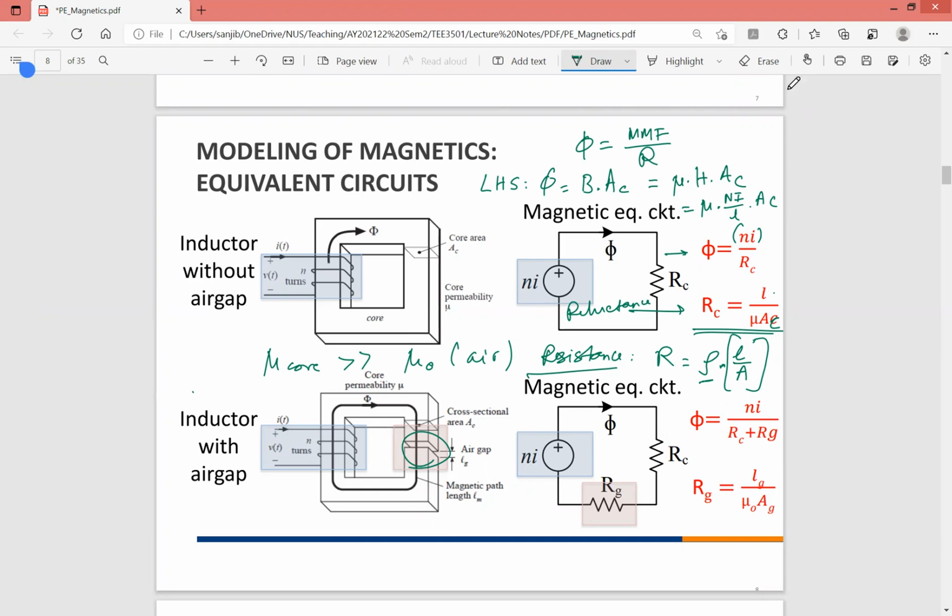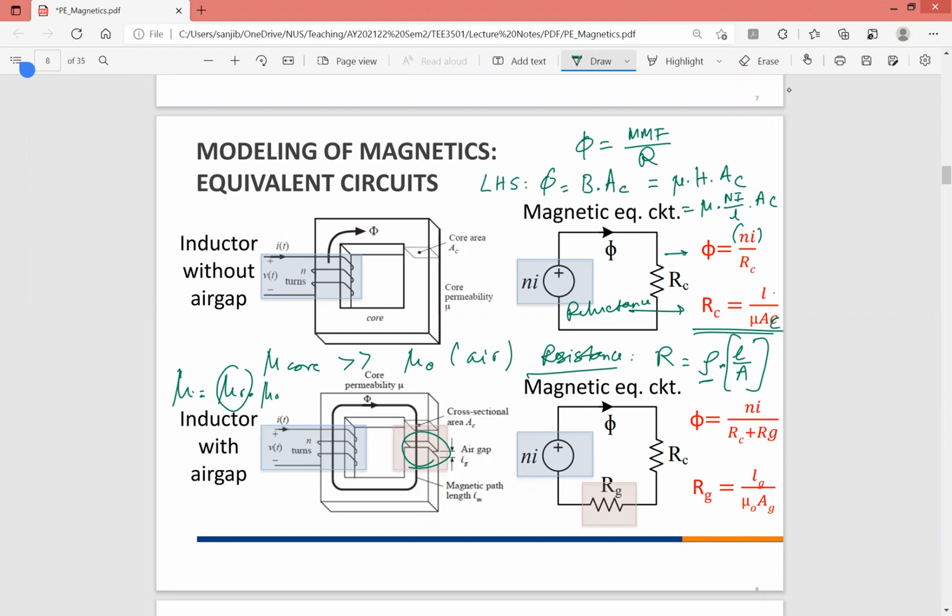In fact, we also say that for all other materials, the permeability is given as a factor called mu r multiplied by mu naught. Mu naught is the permeability of air or free space, and many magnetic materials have very high mu r, the relative quantity.